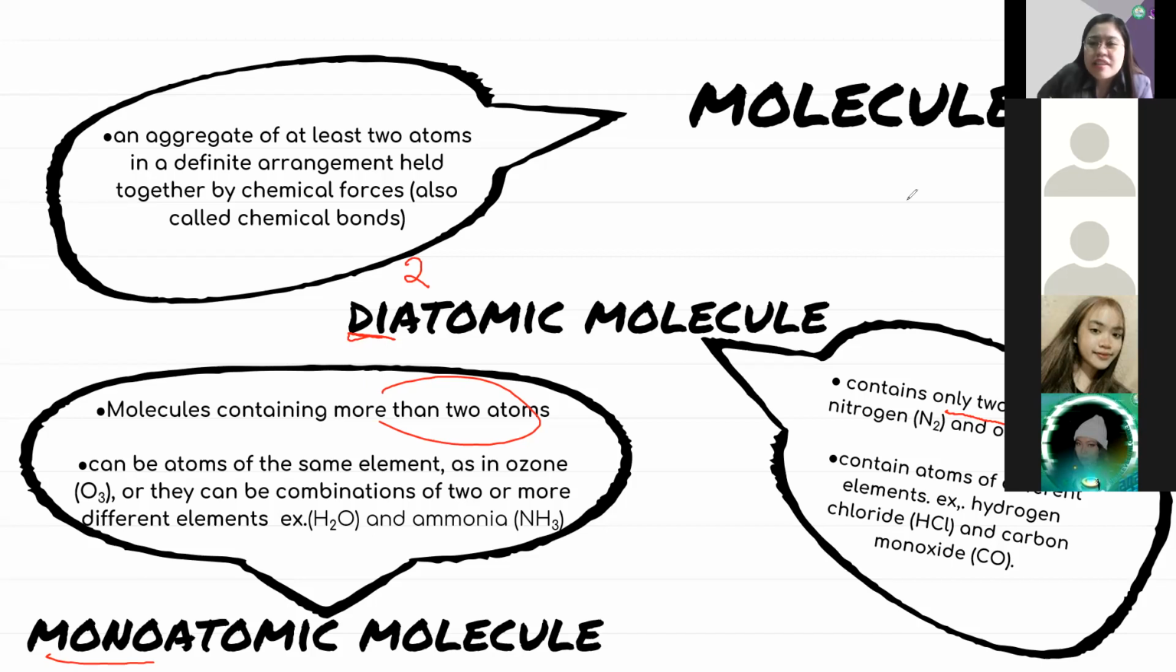So pwedeng same element like nitrogen and then oxygen. Meron nga tayong tinatawag na diatomic molecules na mga elements. Hindi ito lahat ng elements ha. Meron lang tayong mnemonics na ginagamit. The Birchnow. I don't know if you are familiar with this. These are the bromine, iodine, chlorine, hydrogen, nitrogen, oxygen, and fluorine.